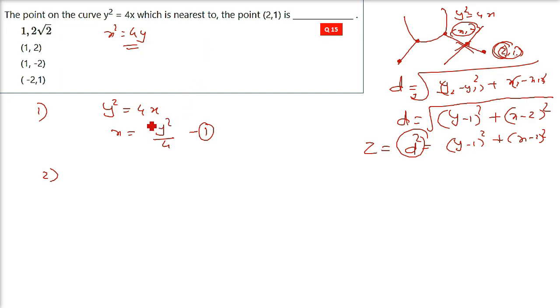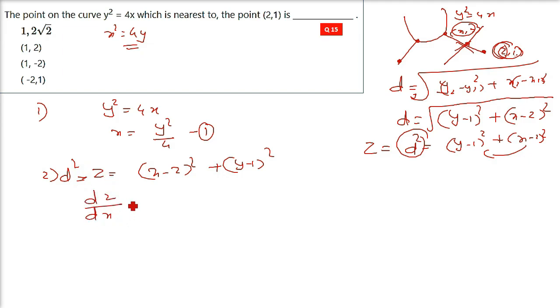And then whether the nearest or the longest or shortest is being asked, you can deal with Z only. Don't worry about what will happen if we have squared. Nothing will happen. The things will remain the same. This is the logic. So once you have Z equals x minus 2 whole square plus y minus 1 whole square, the differentiation will be dz by dx. So when you differentiate this, what do you get?